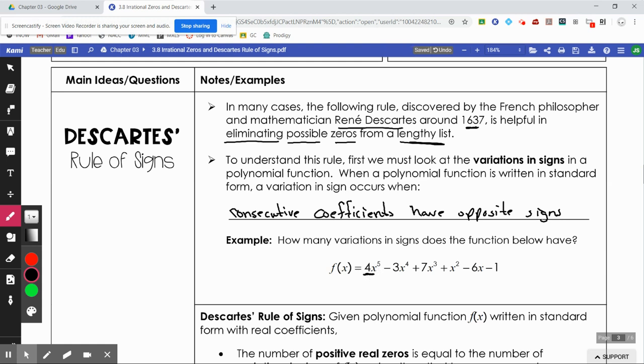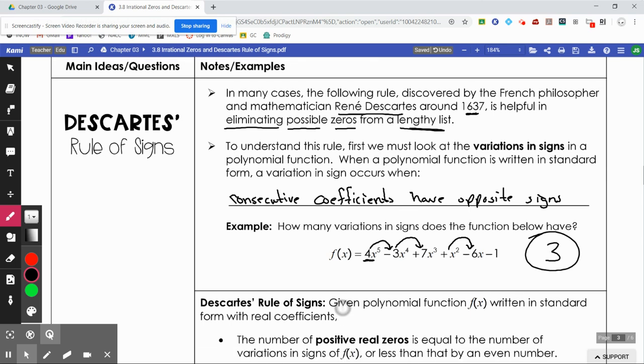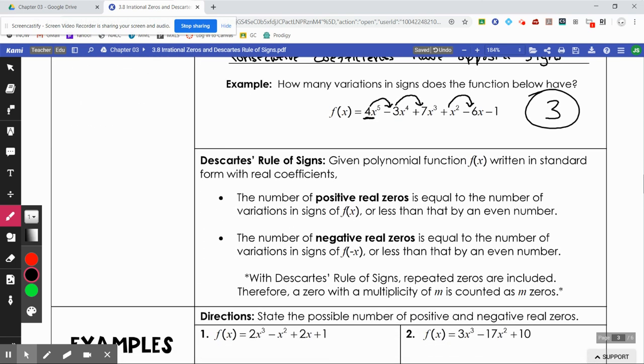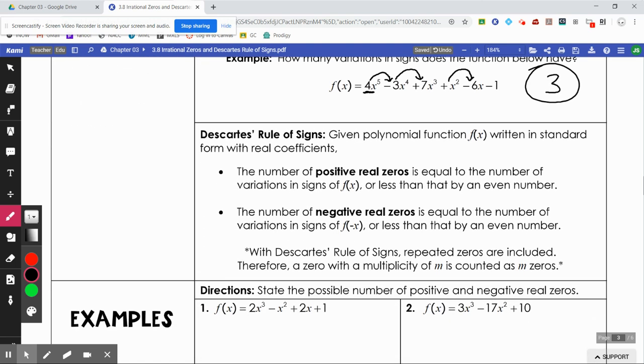So you started with positive and you see a sign change here, positive to a negative, and then it changes back to a positive. Then it stays positive, and then here you change from positive to a negative. So that would actually be 3 sign changes. So just anytime you change from positive to negative or negative to positive. So here's what the actual rule says.